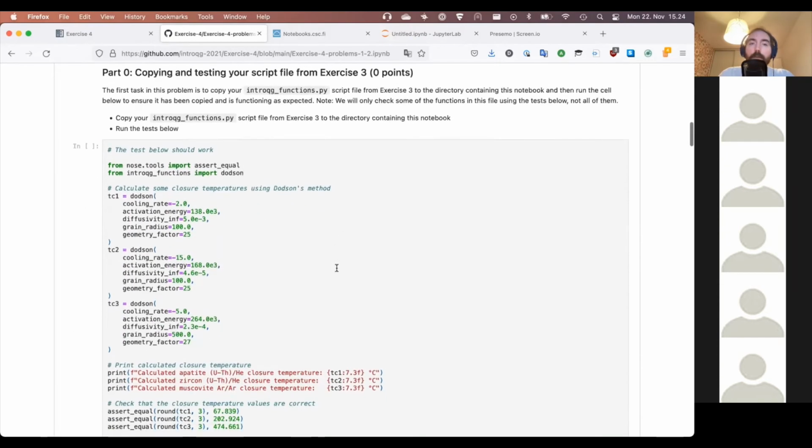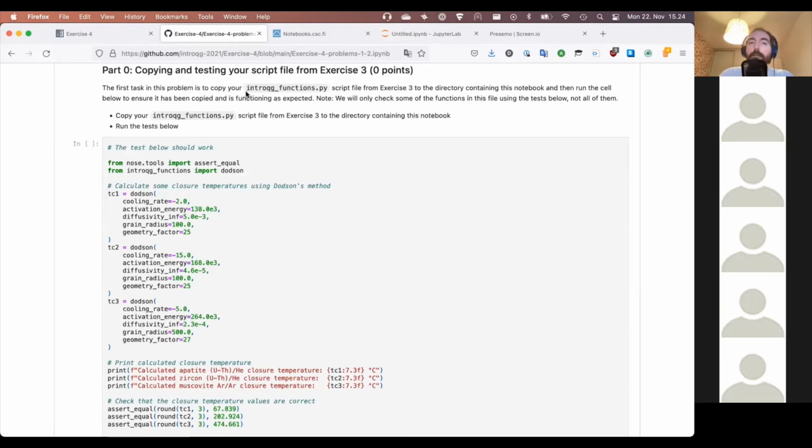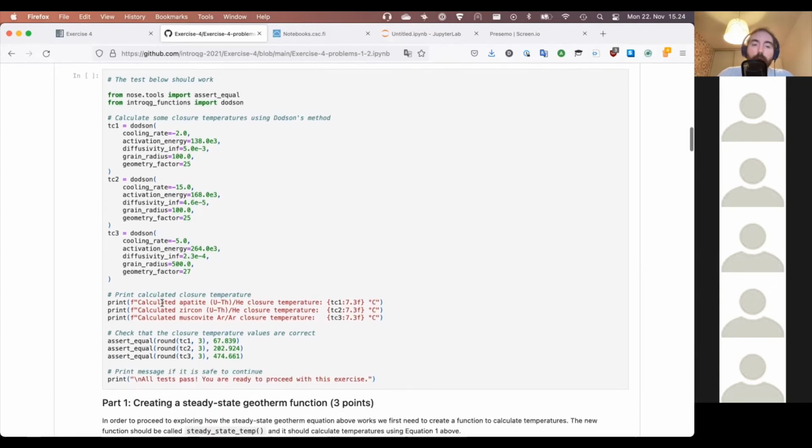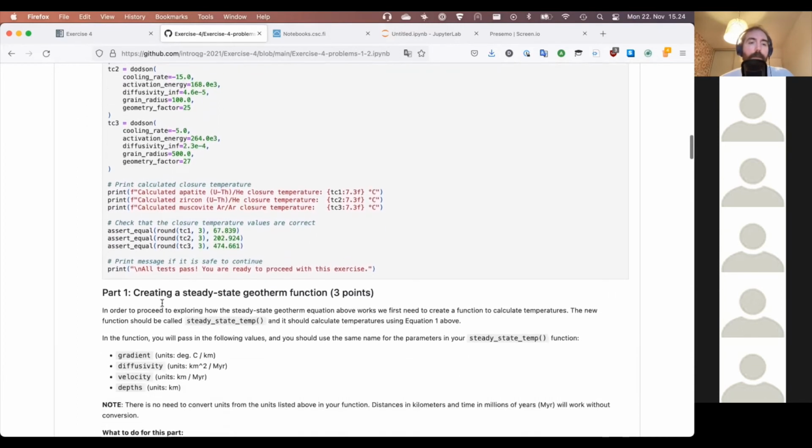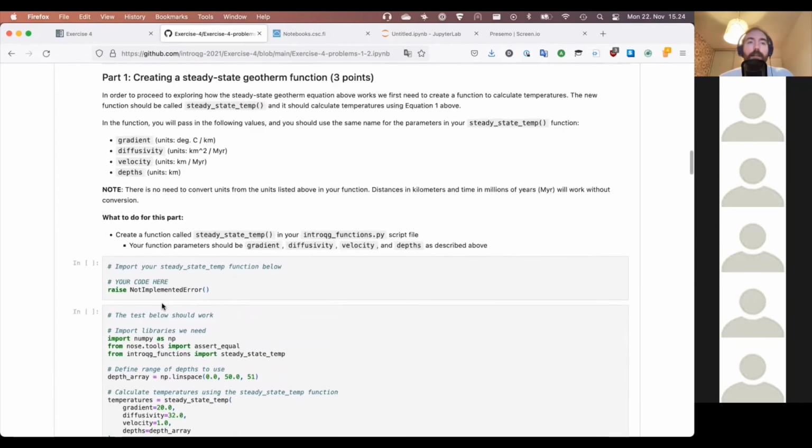Just like the week before, you're going to have the same opportunity to copy over your exercise number 3 functions file and then run these tests, which should work if everything is working properly from the previous weeks. If you're having problems with your functions, this is a good opportunity to check with us and get some help to make sure that your code is doing what it should be doing. Once you've done the copying and testing, you're going to make a function for calculating the steady state temperature. It's called steady state temp.